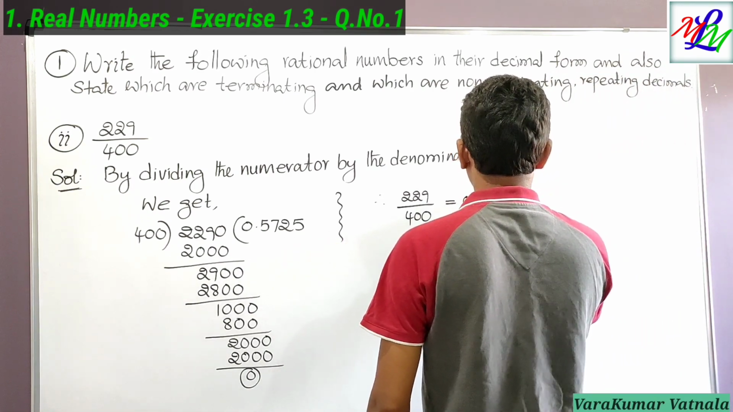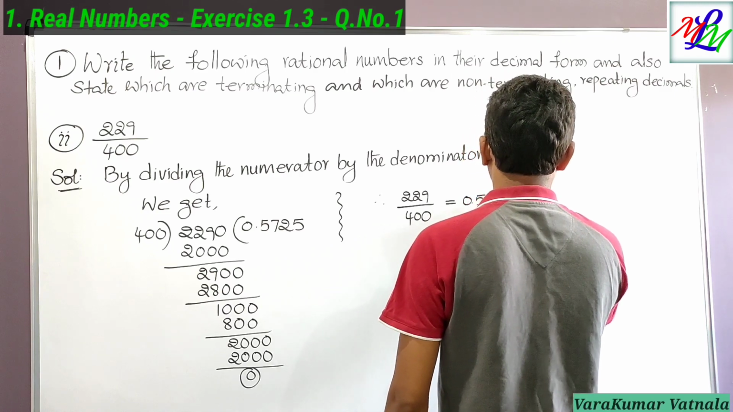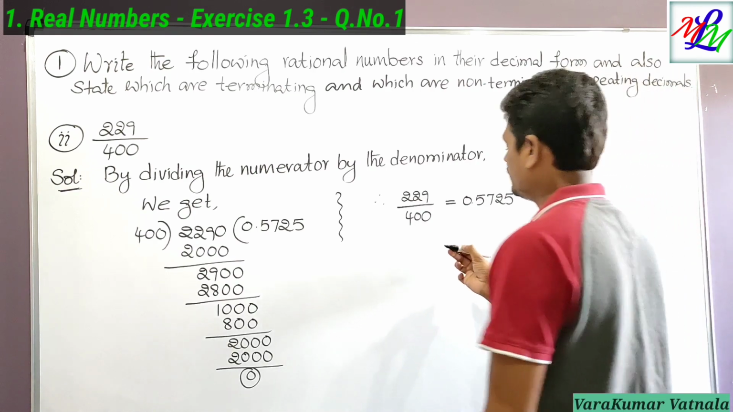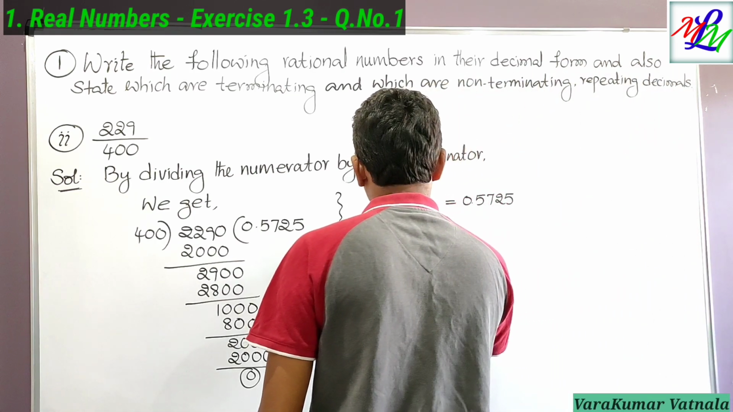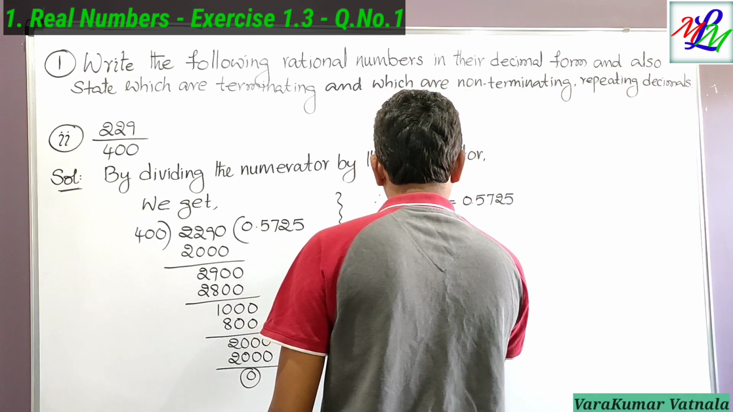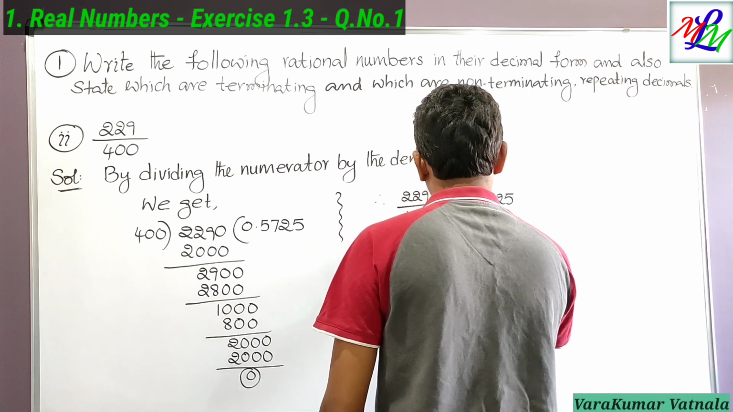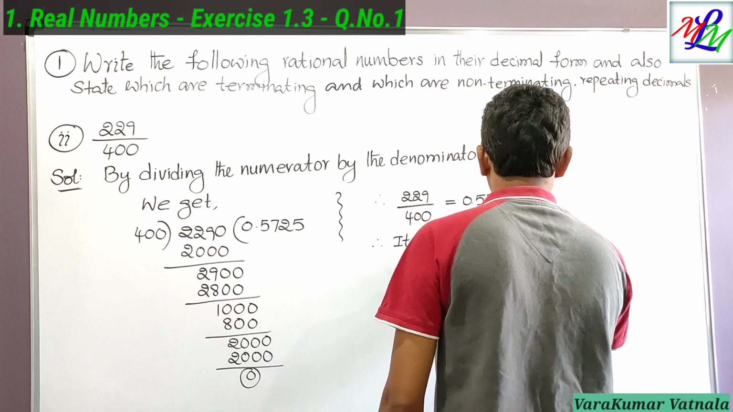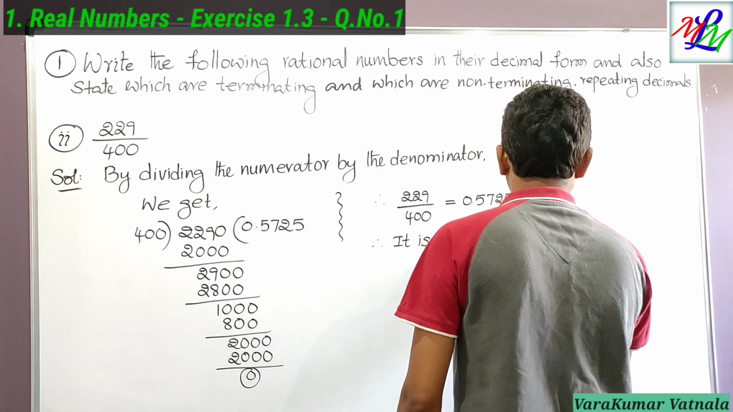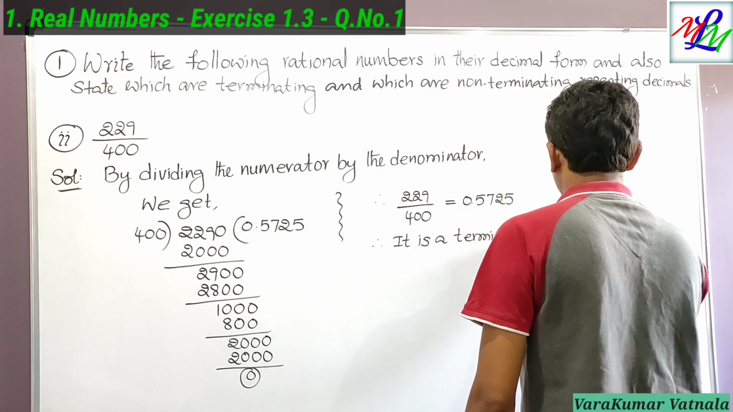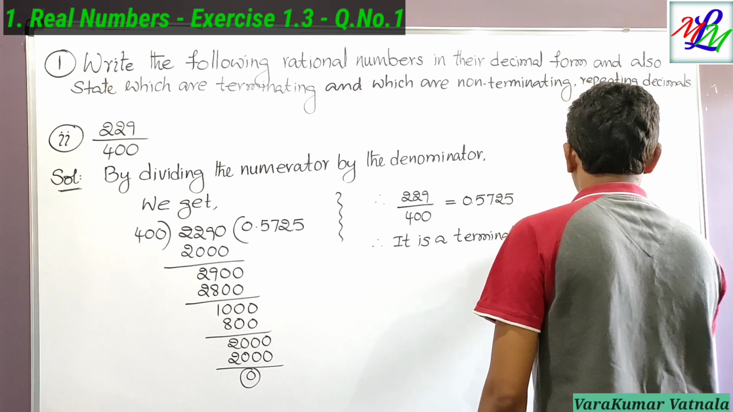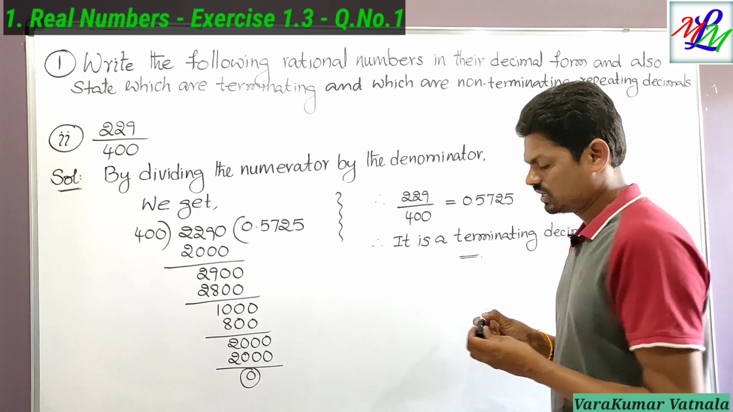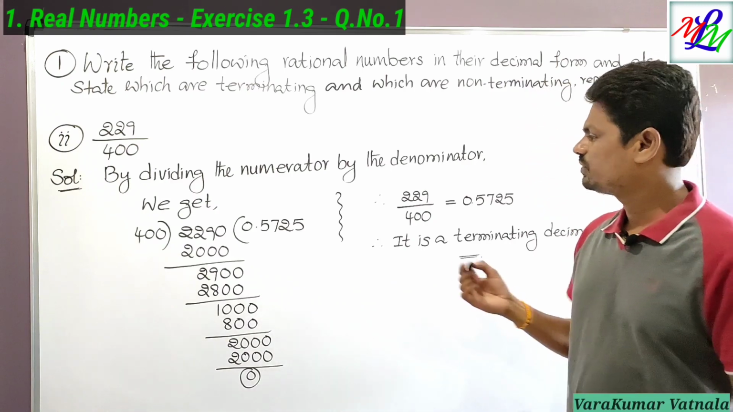0.572. So this is the decimal form of the given rational number, and it is a terminating decimal again. Since the division is completed, we can say that it is a terminating decimal. So like this we can find the decimal form, student.